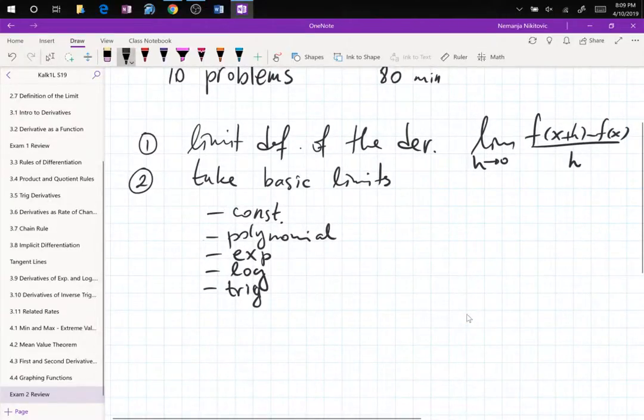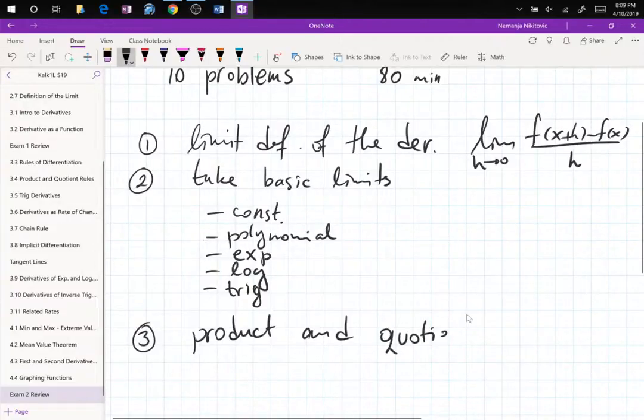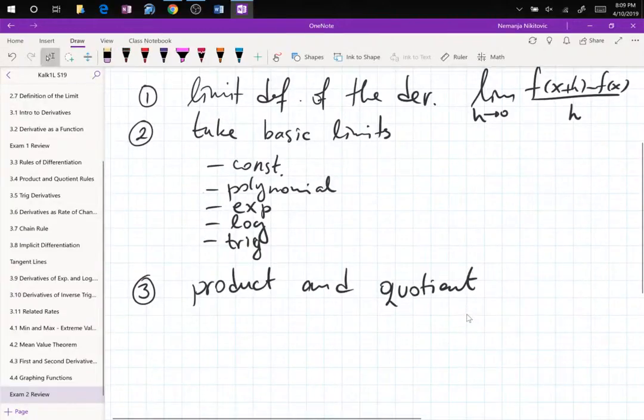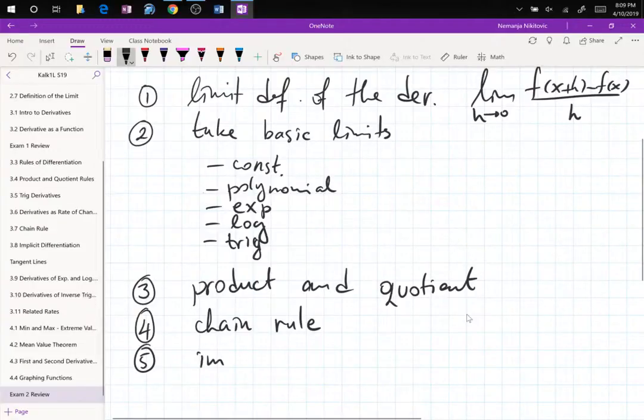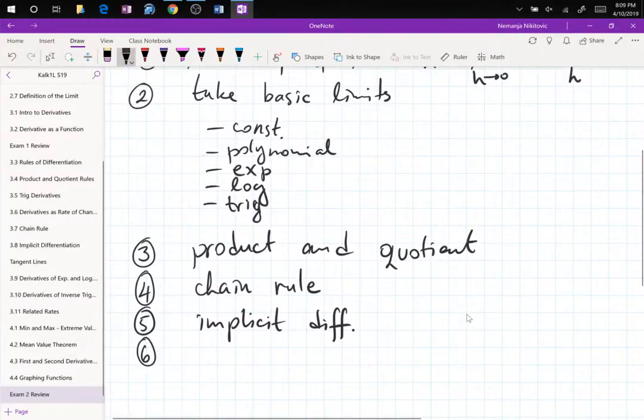Number 3, product and quotient. Number 4, chain rule. Number 5, implicit differentiation. Number 6, logarithmic differentiation.